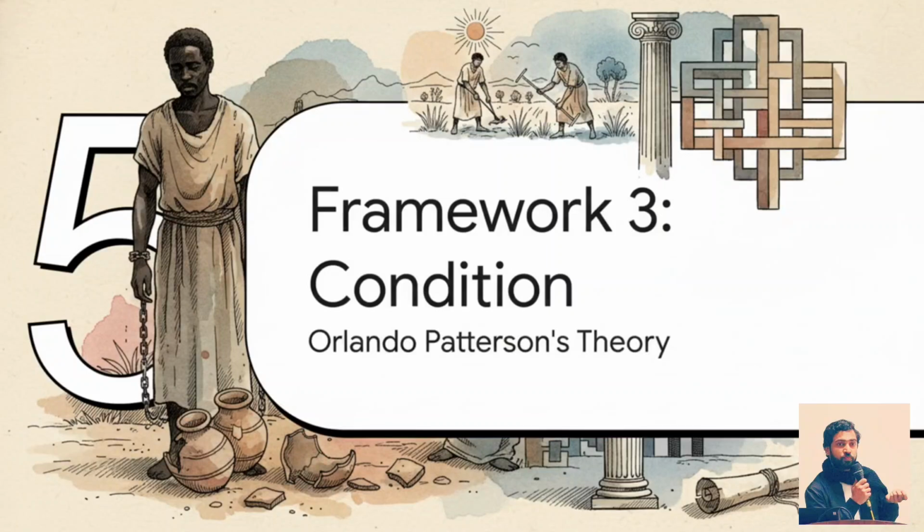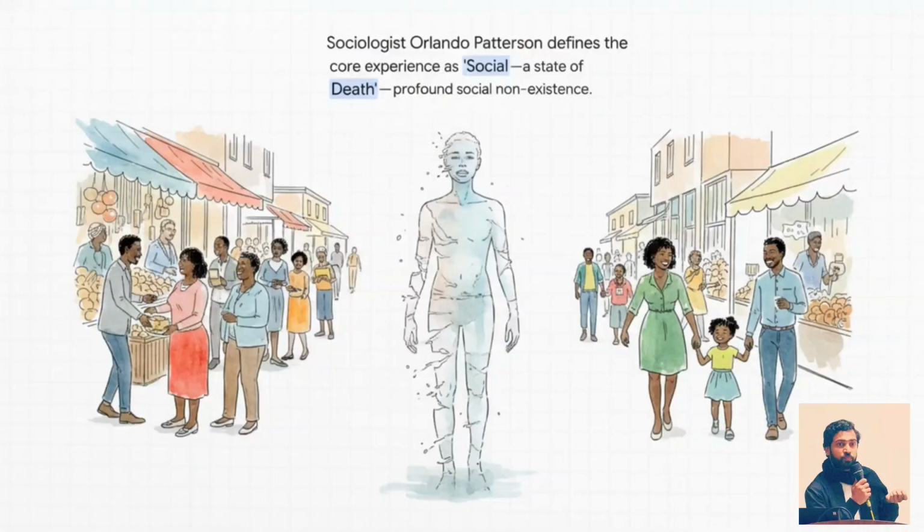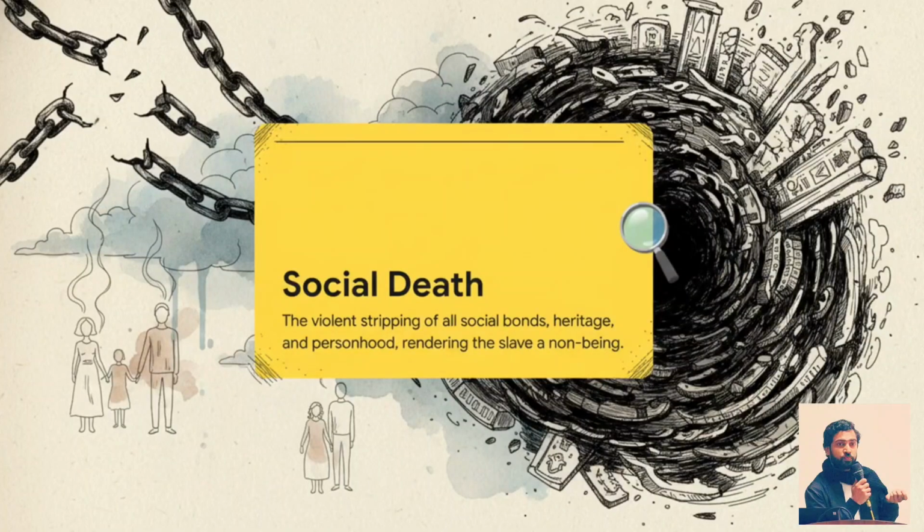Okay, so we've looked at the law, and we've looked at the numbers. But what about the lived experience? Beyond all the abstract frameworks, what was the actual social reality of being enslaved? To really get at that question, historians often turn to a powerful concept from the sociologist Orlando Patterson, the idea of social death. Patterson argues that slavery is much more than just forced labor or lack of freedom.